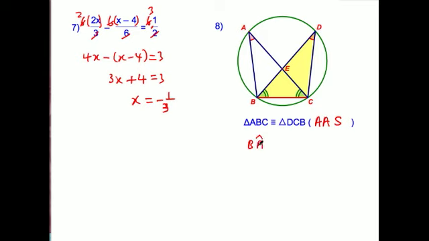Once we have the correct arrangement, then we can write out the equal angles. Angle BAC equals angle CDB. And angle ACB equals angle DBC. And finally, BC is a common side.